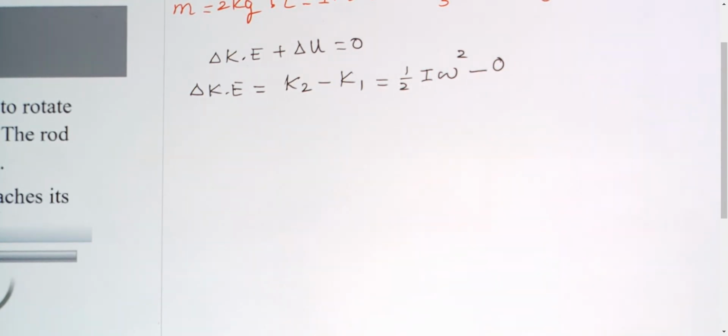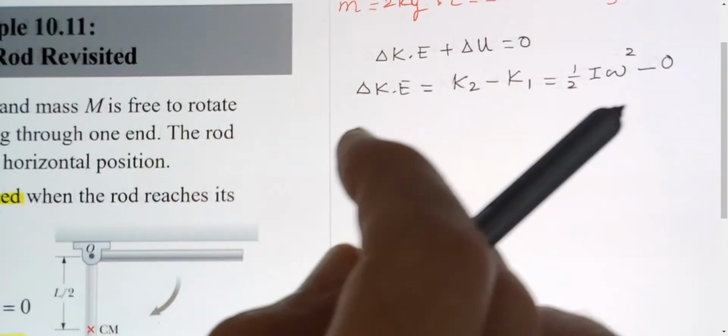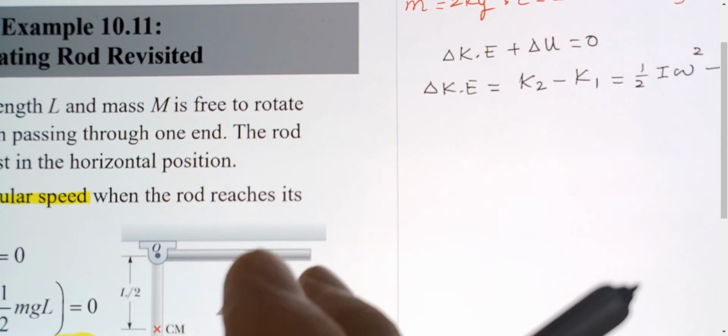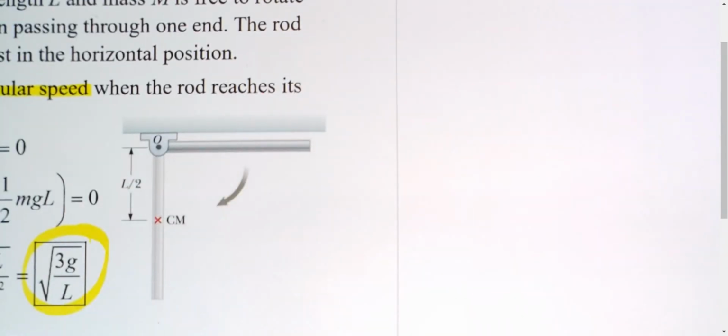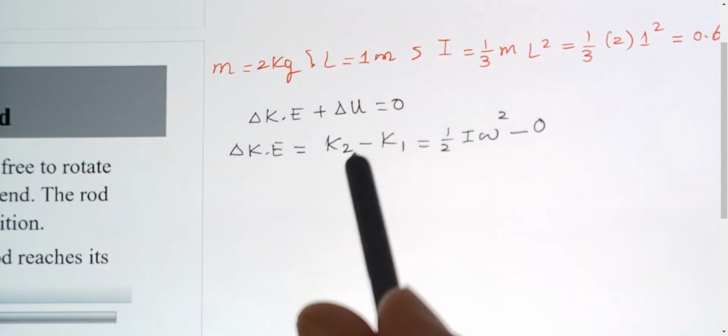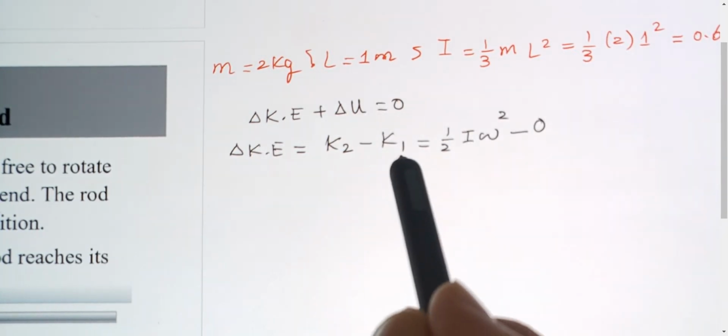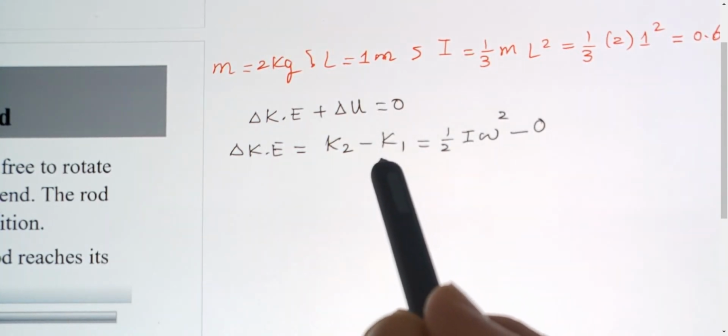Why is it 0? Because at the beginning of the motion, the object is stationary. That means the kinetic energy is equal to 0. So at the beginning of the motion, the object is stationary, so kinetic energy is equal to 0.